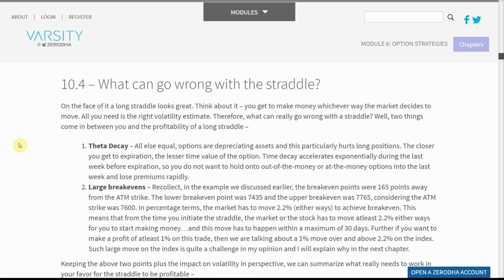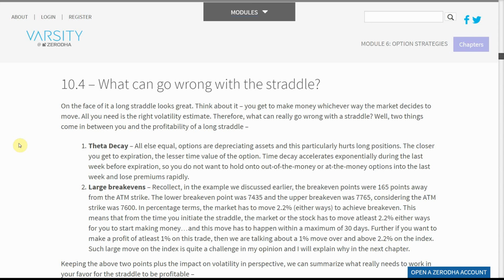All you need is the right volatility estimate. Therefore, what can really go wrong with a straddle? Well, two things come in between you and the profitability of a long straddle. Theta decay, all else equal. Options are depreciating assets, and this particularly hurts long positions.